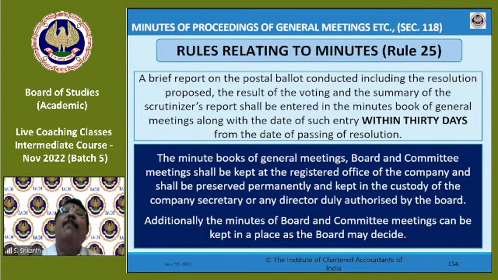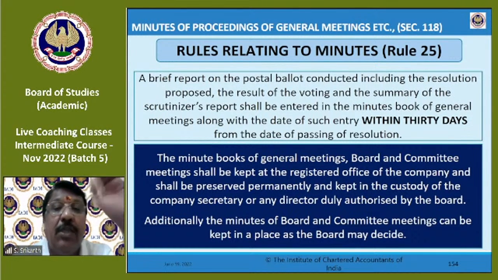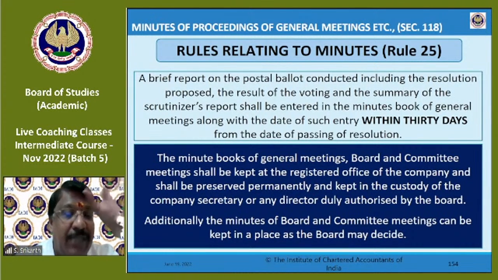In case you are having a postal ballot, a brief report on the postal ballot, especially when the notice was dispatched, how many responses were received on which dates, and finally the result of the voting. And the summary of the scrutinizer's report shall be entered, especially how many ballot papers were invalid and the reason for the invalidity. You can't simply skip it; the scrutinizer's report, at least in summary, should be entered in the minutes book.